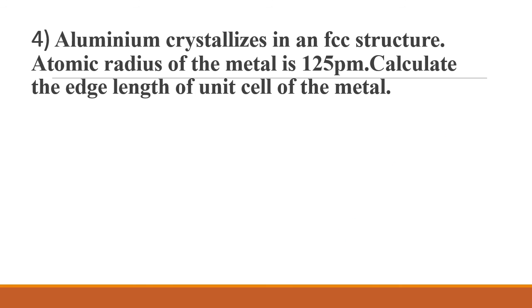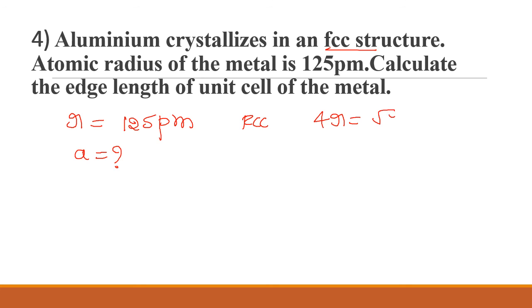See, the last question is the same type of problem, whatever we solved in the previous session. What is given? Aluminium crystallizes in an FCC. Once again it is FCC. Atomic radius is given, R is equal to 125 picometers, and calculate the edge length. Direct. Since it is FCC, what is the relationship between radius and edge length? It is 4R is equal to root 2 into A.